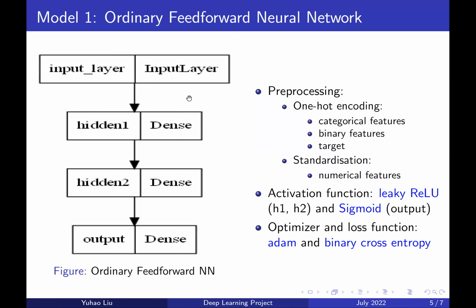In the first model, data processing steps include one-hot encoding on the categorical features, binary features, and target, and standardization on numerical features. The activation functions used in the hidden layers are leaky ReLU. Sigmoid is used for the output layer, as this is a binary classification problem. The optimizer and loss function used for training are ADAM and binary cross-entropy.